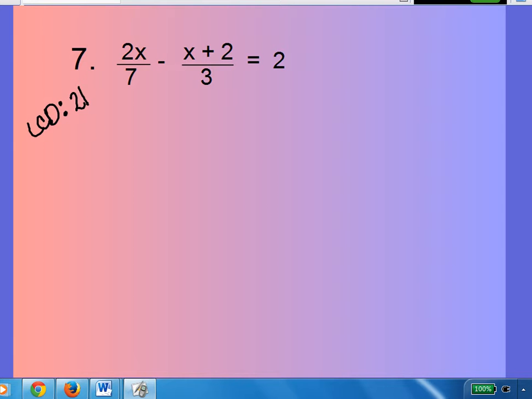So what we're going to do, folks, is multiply each part of our problem by 21. Every single term gets the 21. So that first fraction gets it, the second fraction gets it, and the 2 over here gets it. So we're going to be using the least common denominator.